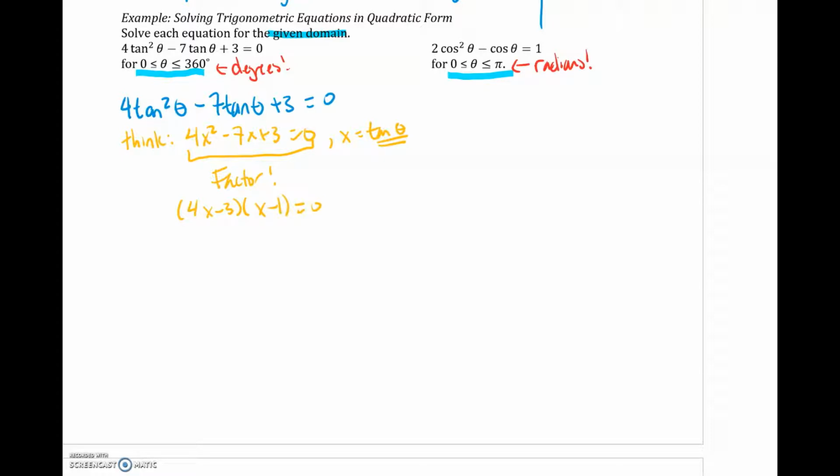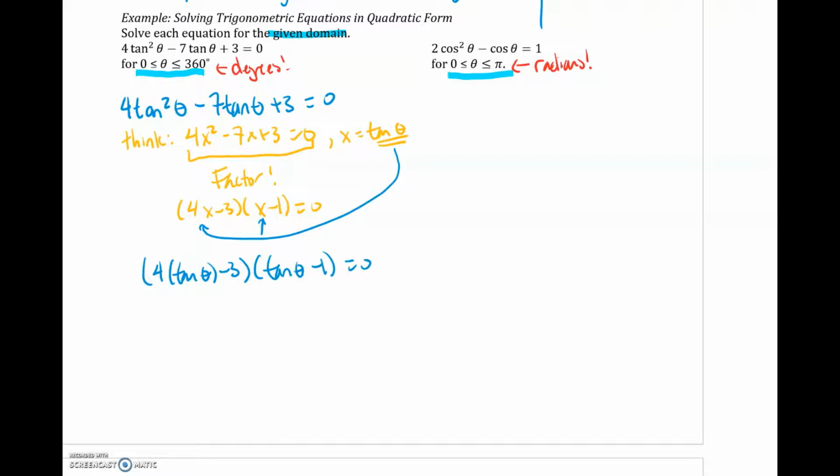And now before you split this up and do your zero product property and be like, yeah, no problem, I can solve this, remember, we're solving for theta, which is part of tangent theta. So what I'm going to do now is rewrite this where I'm putting in tangent theta for each x. So this is really (4 tan θ - 3)(tan θ - 1) = 0.